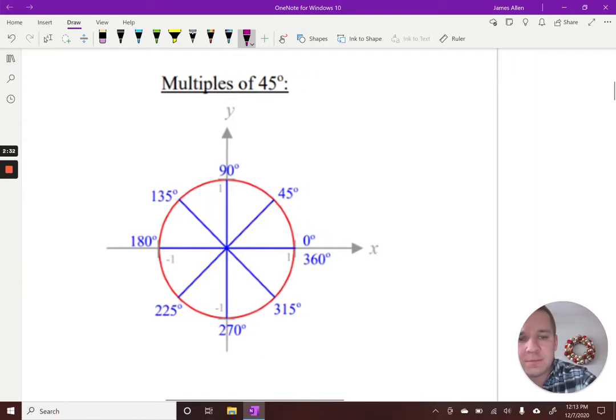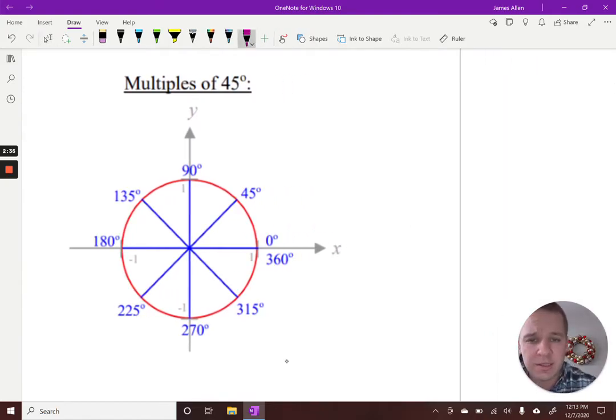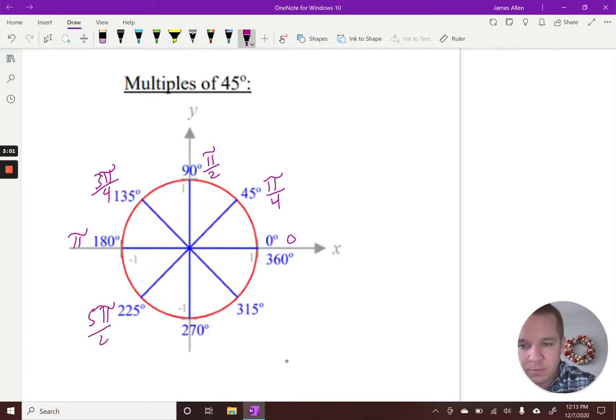Let's go to the 45s. Again, I'm going to start out at 0. If we recall, this was pi over 2, and half of pi over 2 is pi over 4. So we can count by pi over 4s now: 1 pi over 4, 2 pi over 4, 3 pi over 4, 4 pi over 4, which is just pi, 5 pi over 4, 6 pi over 4, which is our 3 pi over 2, then 7 pi over 4, and then 8 pi over 4, which is just 2 pi.